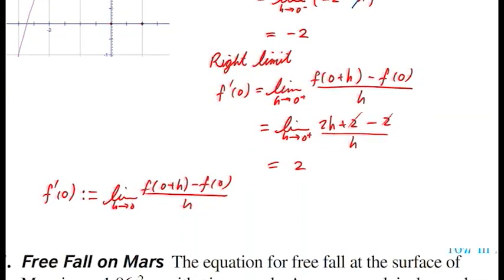Now, in order for this to exist, the left limit and the right limit must agree. But in this case, we have -2 and +2. This is what happens in a pointy vertex. So we can say the limit does not exist, meaning the derivative at 0, so f prime of 0, does not exist. You get it? You see how that works?